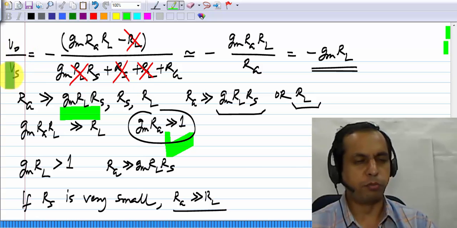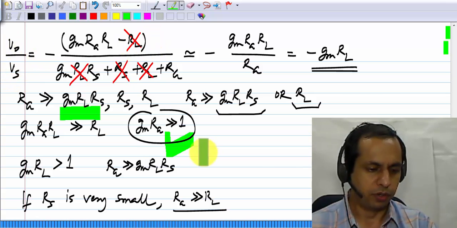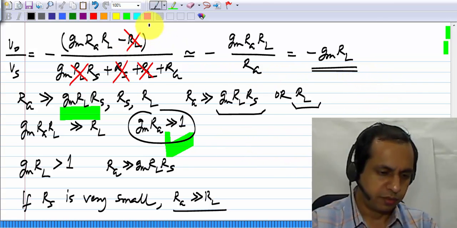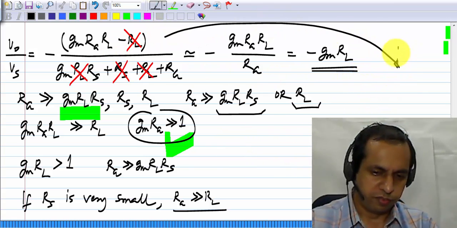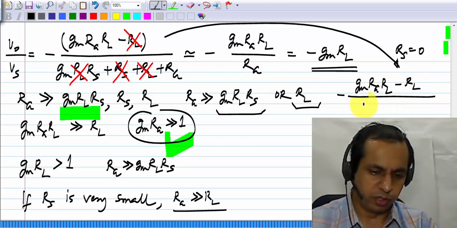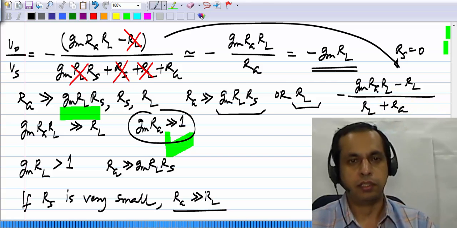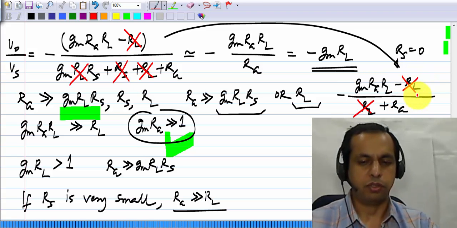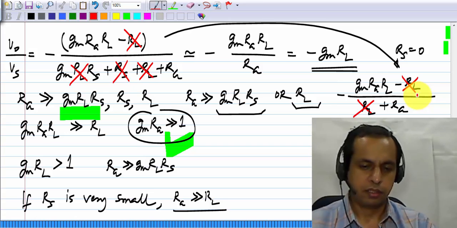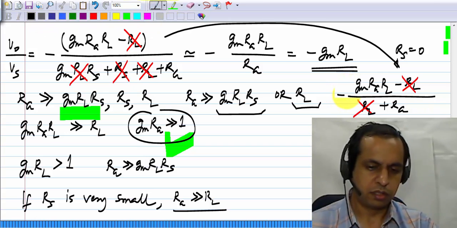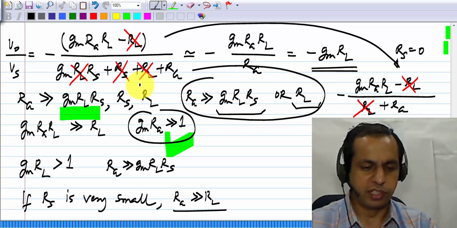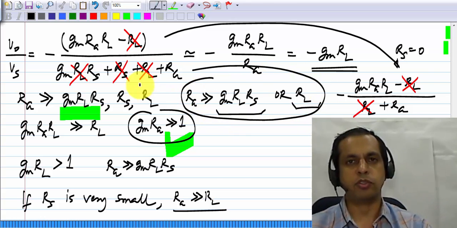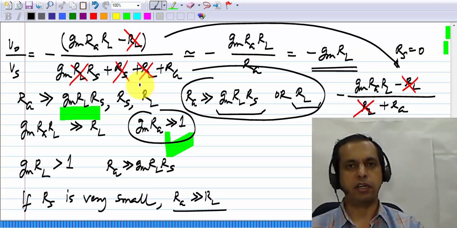What you can do is solve for the gain V0 by Vs with RS specifically being 0. Okay. If we do that, for instance, we get, let me substitute that in here. If RS is 0, we'll have GM RG RL minus RL, and in the denominator we'll only have RL plus RG. So if RG is much more than RL, this goes away and this also goes away. Okay. So once this condition is satisfied, you will have the behavior of a common source amplifier, although there is a resistance between drain and gate.